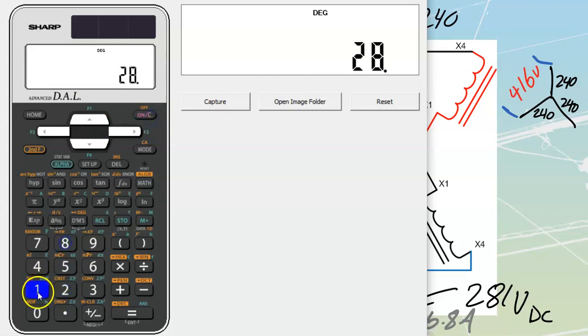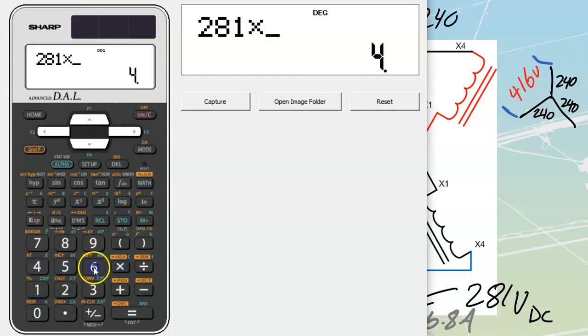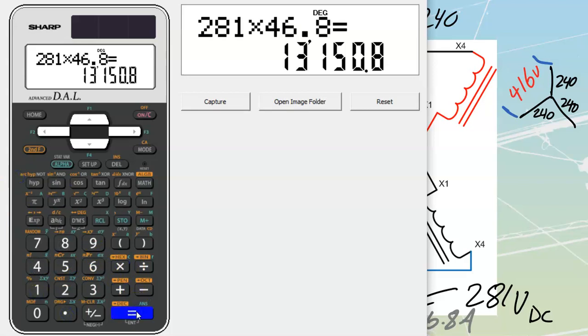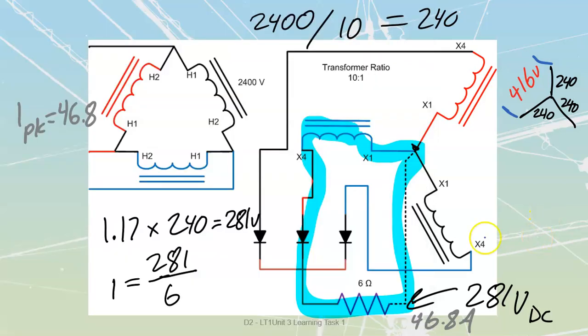281 times 46.8 brings us to 13 kilowatts that we are going to see over here. Well, that was fun. 13 kilowatts. Why do I like kilowatts? Good question. Because watts never lie.